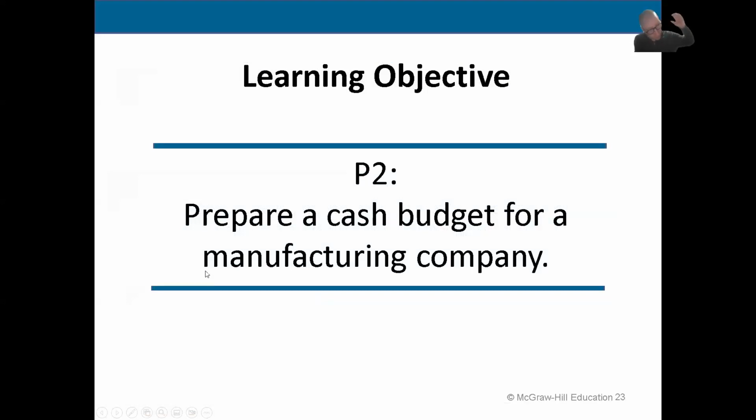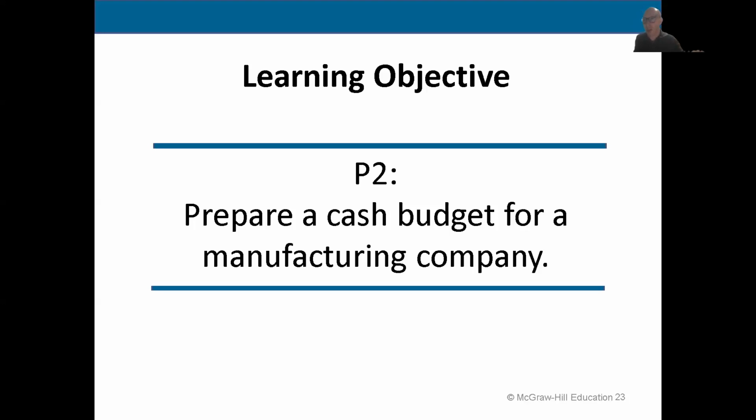So we talked about the sales budget. We talked about the production budget, which includes the direct materials budget, direct labor budget, and factory overhead budget. And then we talked about the selling budget. We talked about the administrative expense budget. We talked about the capital budget.